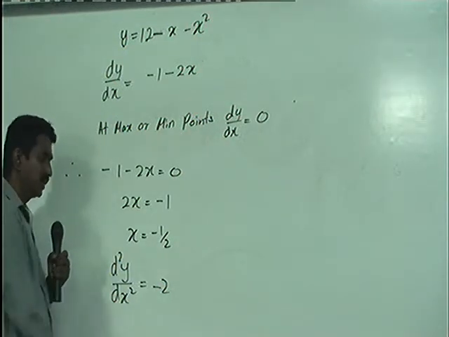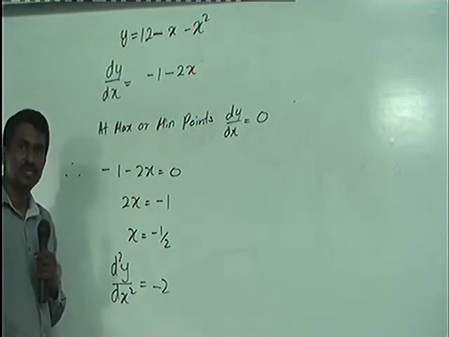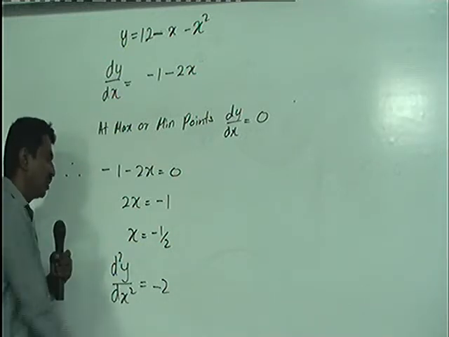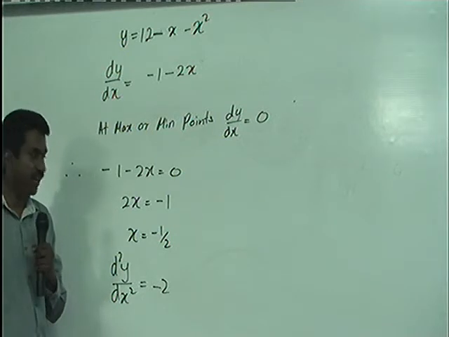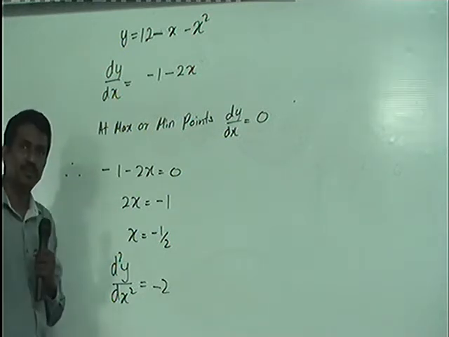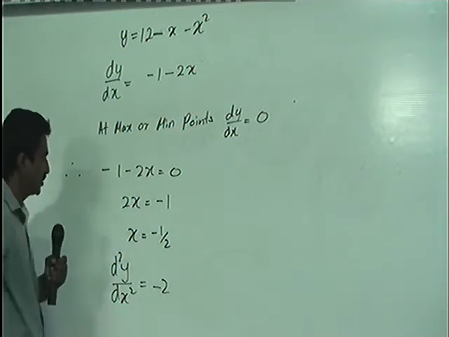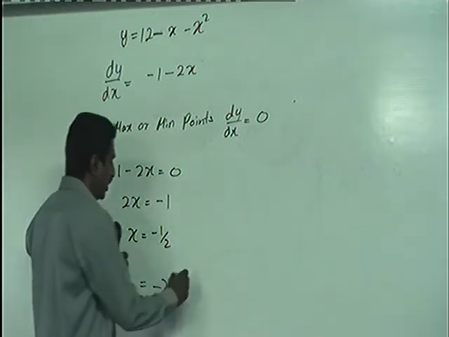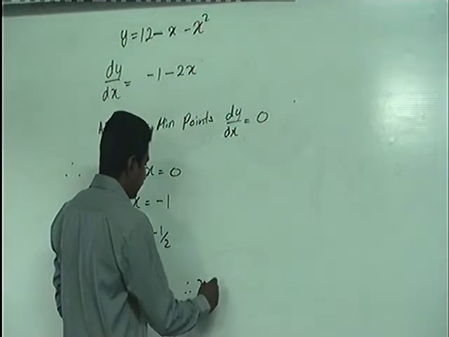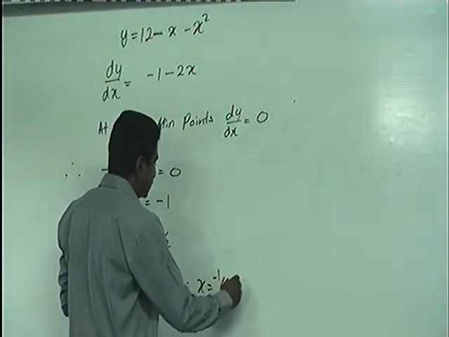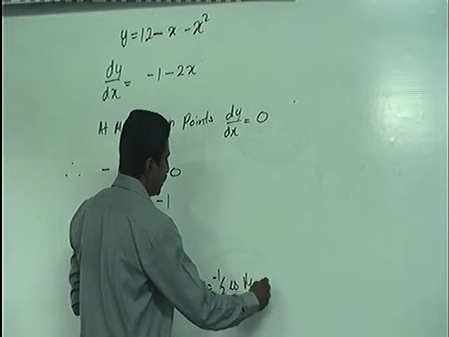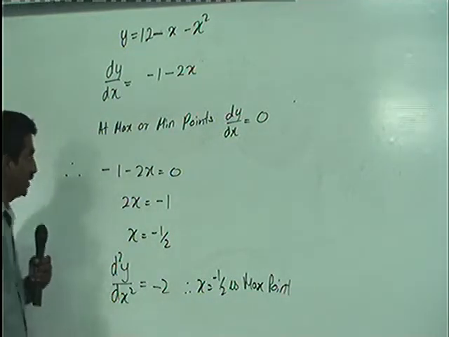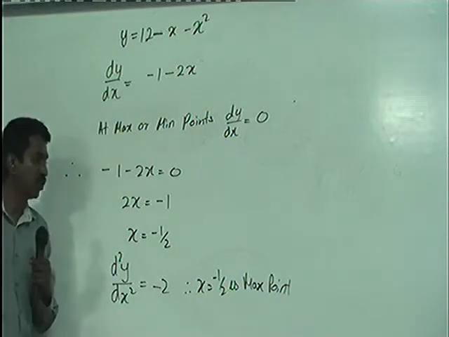So this is a maximum function, because the second order differentiation is negative. Second order differentiation is negative at a maximum. Therefore x equals minus half is a maximum point. Could you please write down everything up to here before drawing the curve?